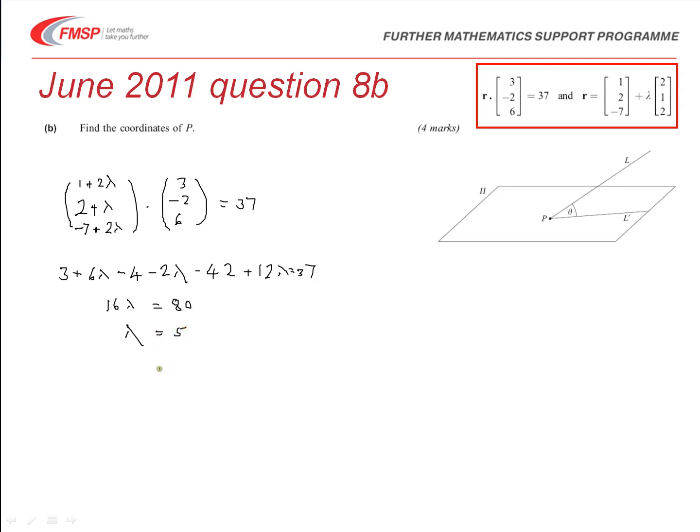To find what the point is, we now substitute that into the equation of the line, and that will give us the coordinates of P. So putting 5 in, we get 1 plus 2 times 5, which is 11. 2 plus 5 times 1, which is 7. And negative 7 plus 5 times 2, which will give us 3.